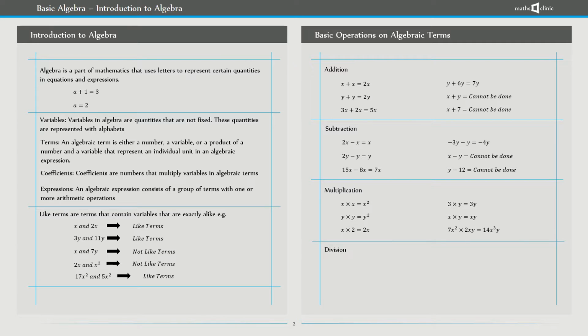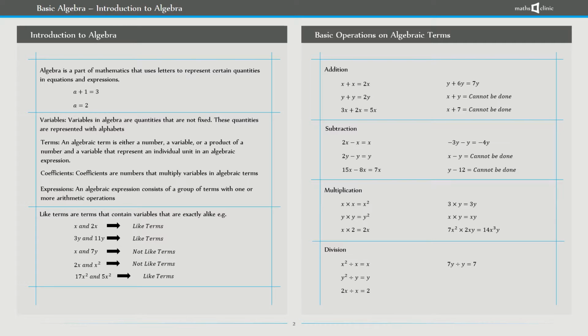Let's move on. Finally, let's talk about division. Division is quite similar to multiplication, but there's just one of them that can't be done. If you have x squared divided by x, you end up with x. Just like the way you multiplied x times x to get x squared, if you reverse that and divide x squared by x, you end up with x. Similarly, y squared divided by y equals y.